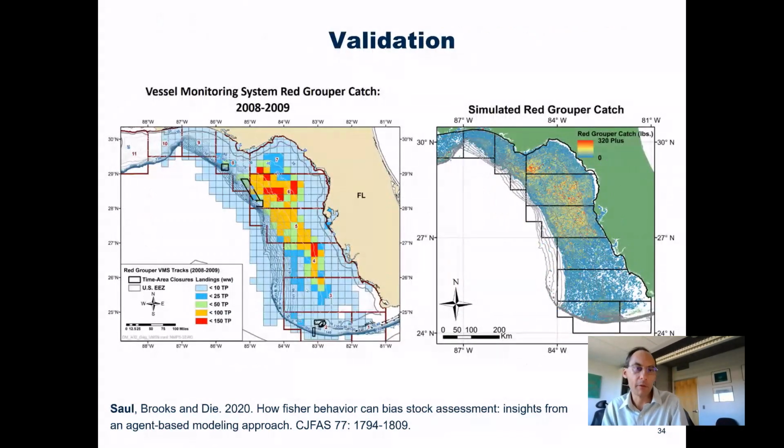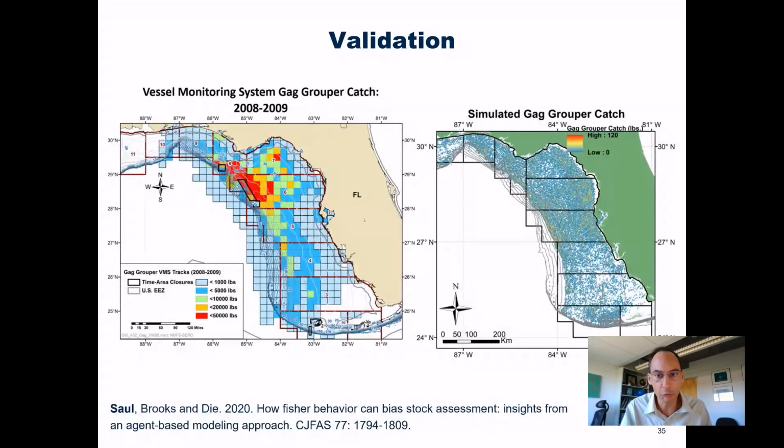We validated some of the fish and catch patterns that we saw across space against VMS patterns, and found that the simulation was able to produce very similar catch patterns in general. This is comparing for red grouper, and this is a comparison for gag grouper, which is not quite as similar, but still shows some similarities in spatial distributions.